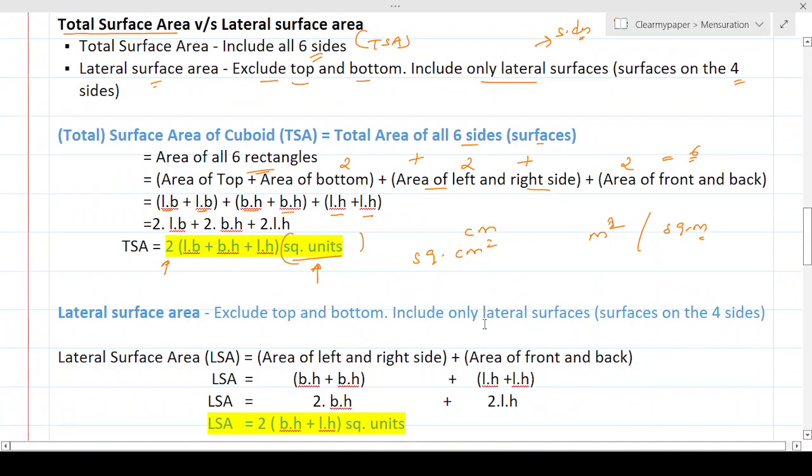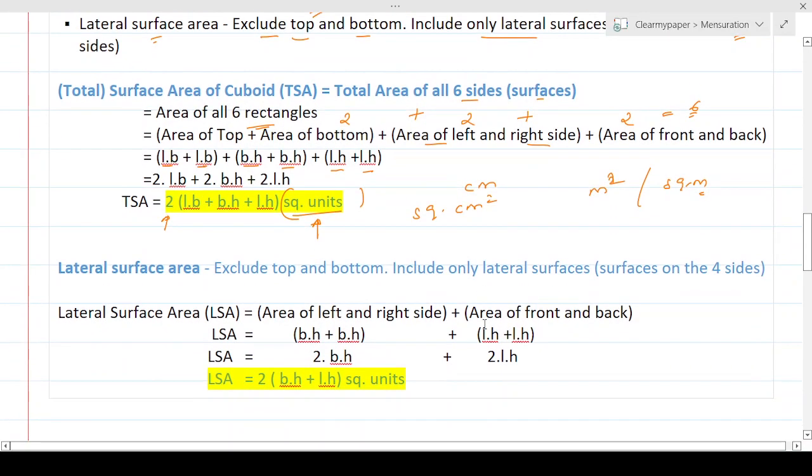Now let's come to the last section where we talk about lateral surface area. What is lateral surface area? Like I said, exclude the top and the bottom, include only the sides. So the top and the bottom is this piece, and you completely exclude this piece. Whatever is remaining, we've already seen, it's this piece, this piece, this piece and this piece.